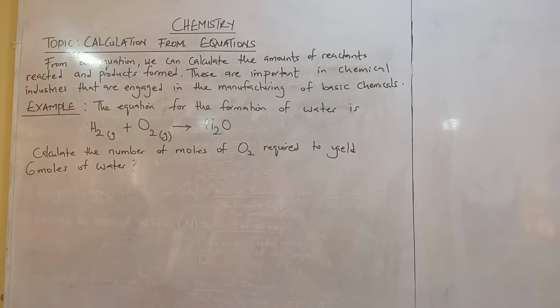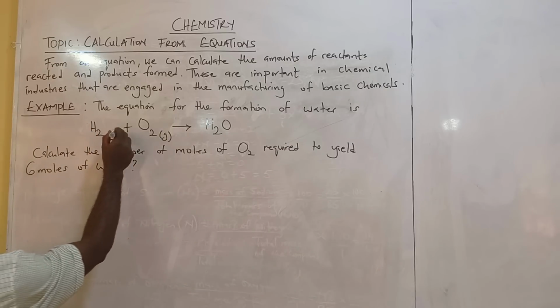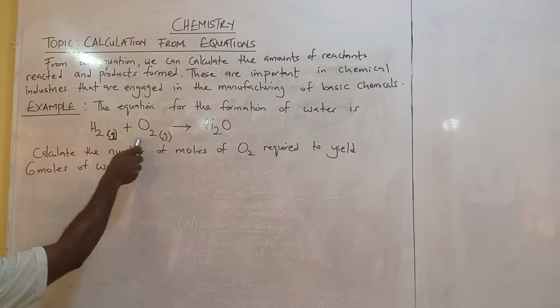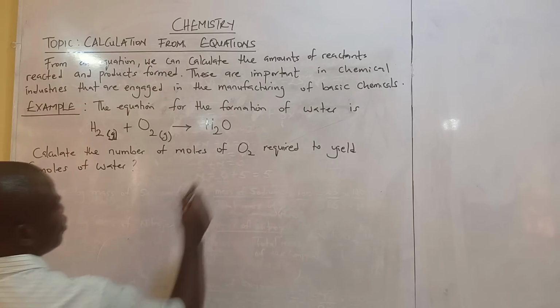From an equation, we can calculate the amount of reactants reacted and products formed. These are important in chemical industries that are engaged in the manufacturing of basic chemicals. Next example, the equation for the formation of water is when hydrogen gas reacts with oxygen molecules to give us water. It's liquid.